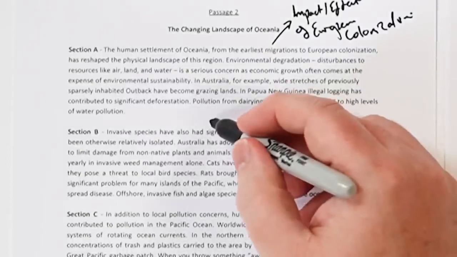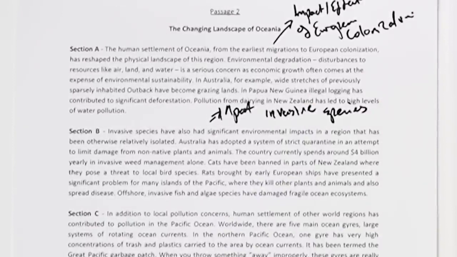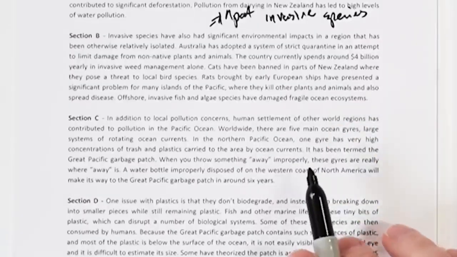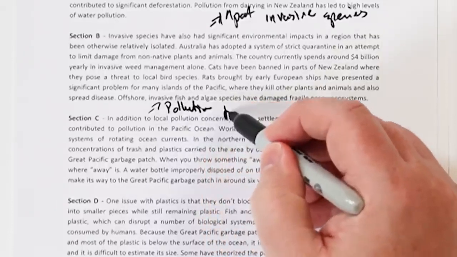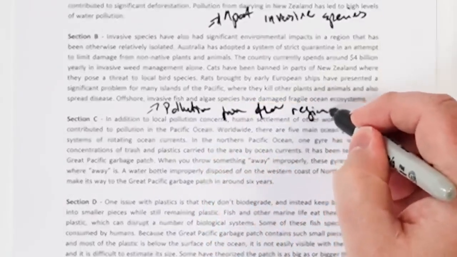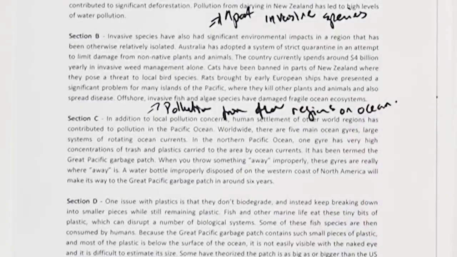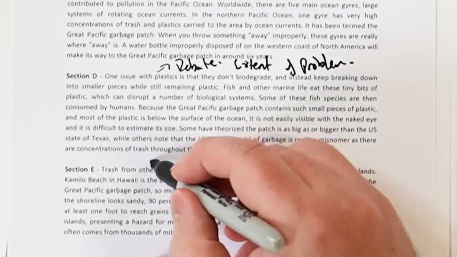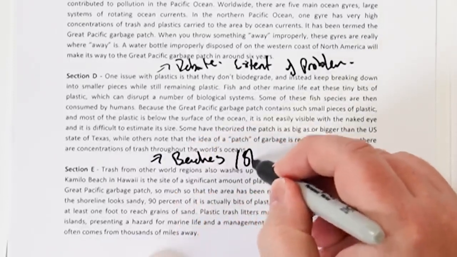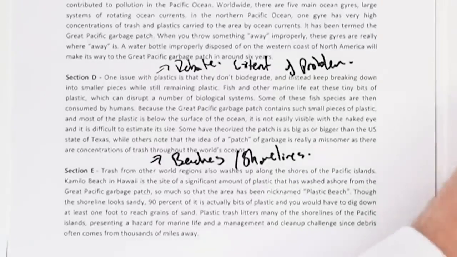And this is more the impact of invasive species, plants and animals that are not from that area. So this is really talking about pollution from other regions having an impact on the Pacific Ocean. So this is pollution from other regions. Let's say on oceans or ocean. This seems to be about a debate about the extent of the problem, maybe. This is about beaches, shorelines. This is about climate.